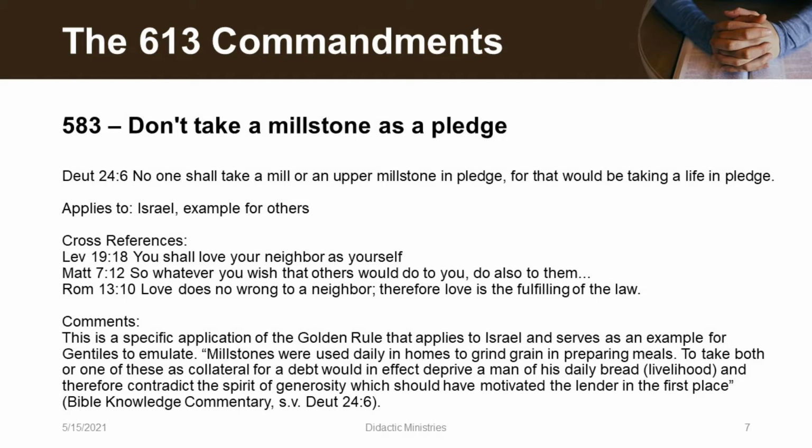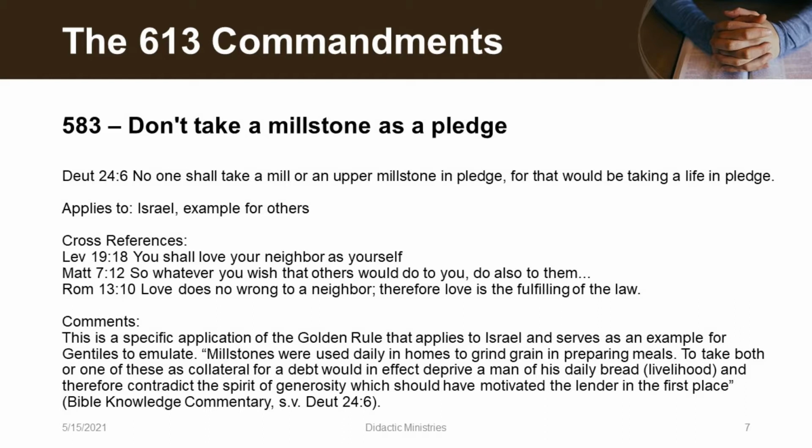The Bible Knowledge Commentary explains, "Millstones were used daily in homes to grind grain in preparing meals. To take both or one of these as collateral for a debt would in effect deprive a man of his daily bread, that is, his livelihood, and therefore contradict the spirit of generosity which should have motivated the lender in the first place."